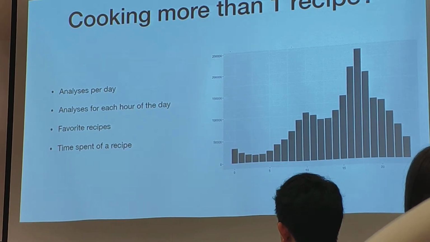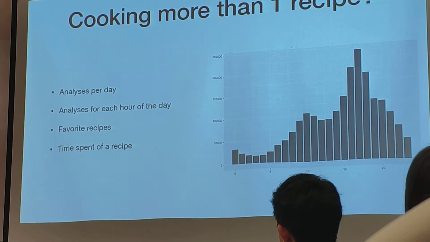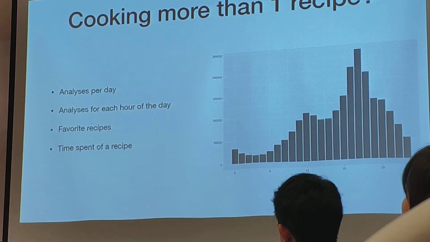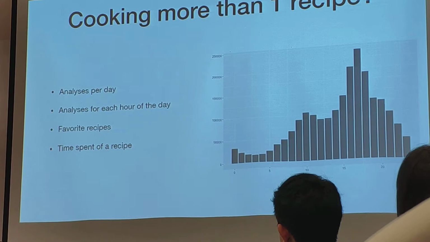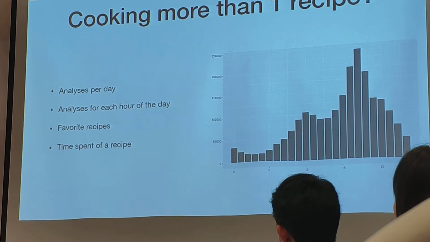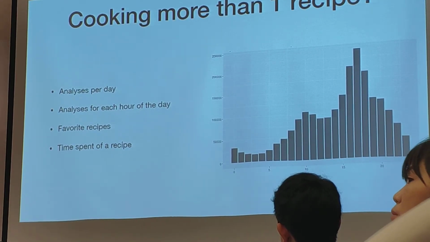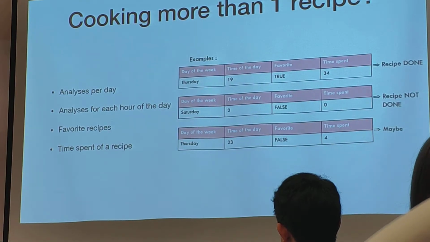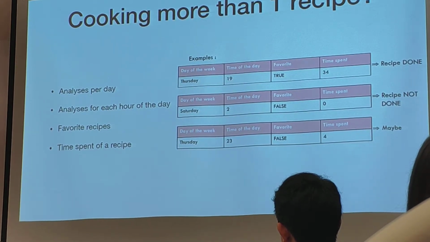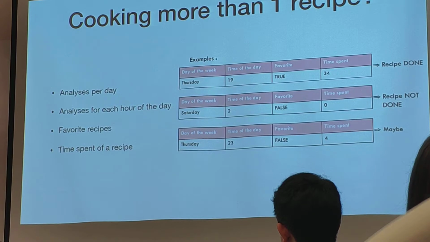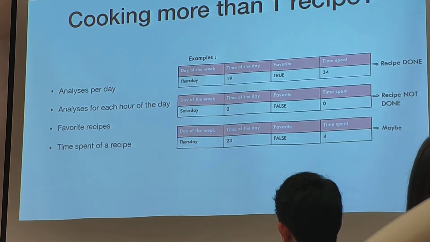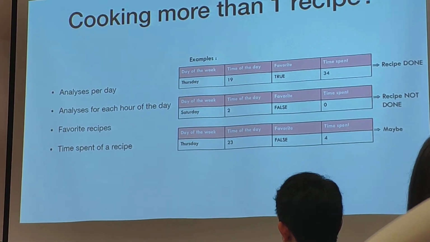Analysis per day, analysis for each hour of the day, favorite recipes, time spent on each one of the recipes. Still, I have to define who is the user who has cooked more than one recipe. So I'm going to make some kind of scenarios, okay? And I'm going to try to understand in terms of usage who can be that user.